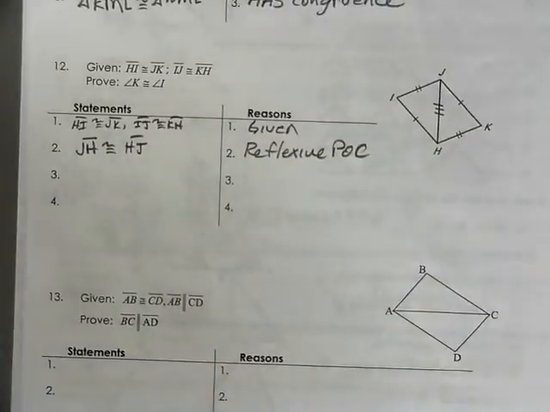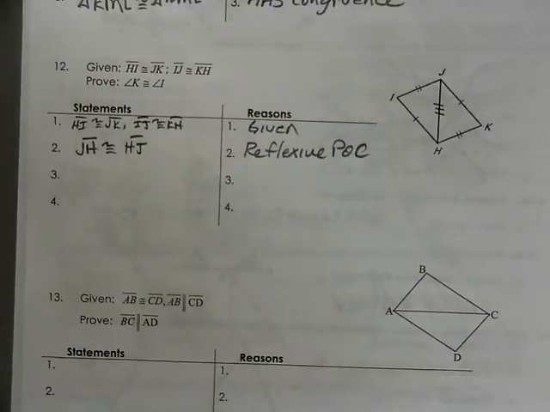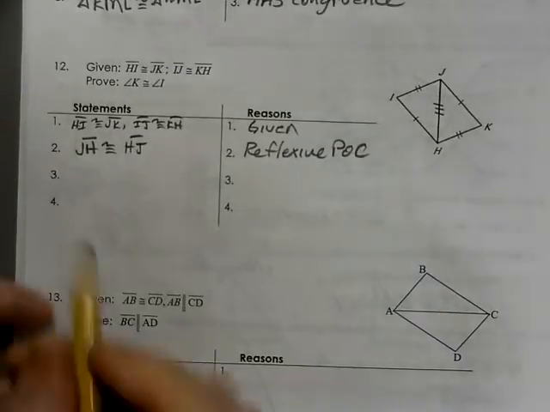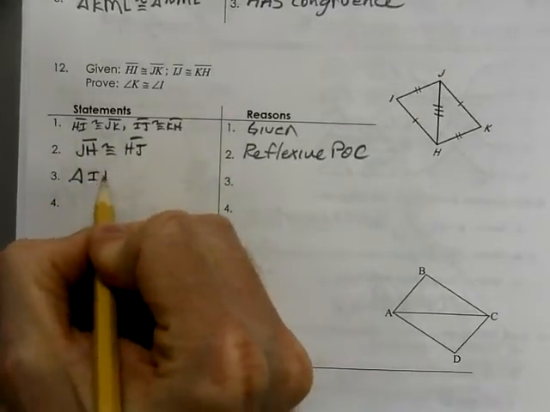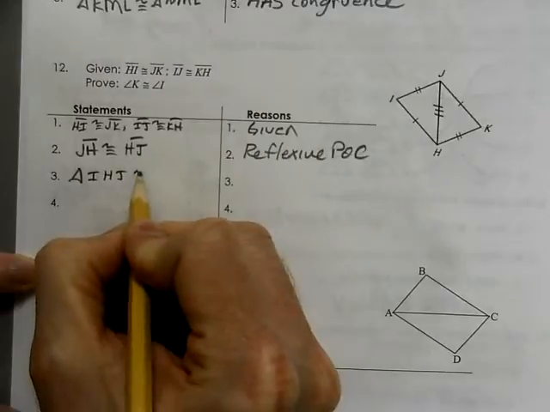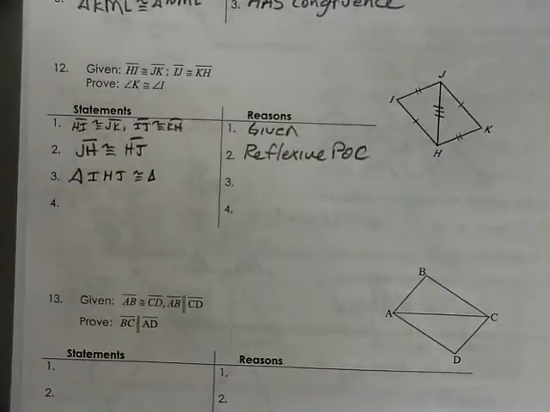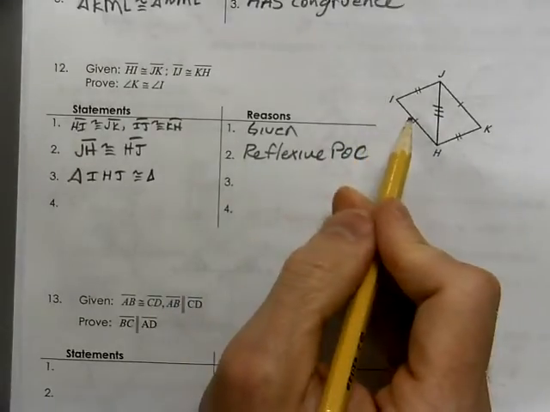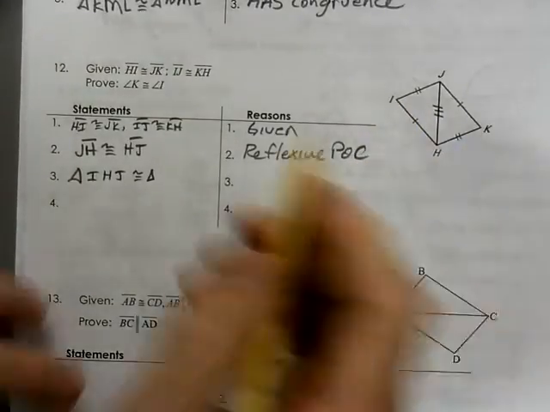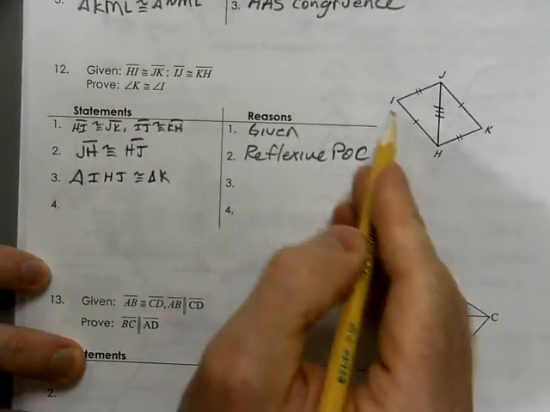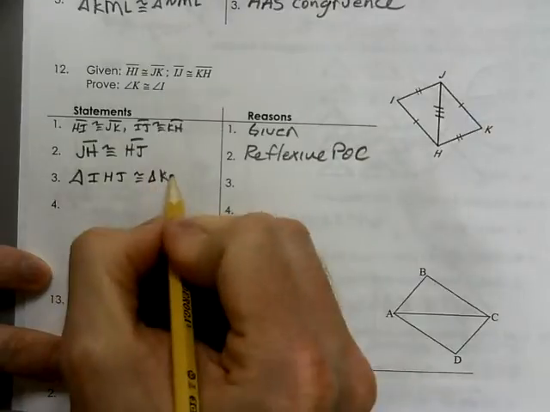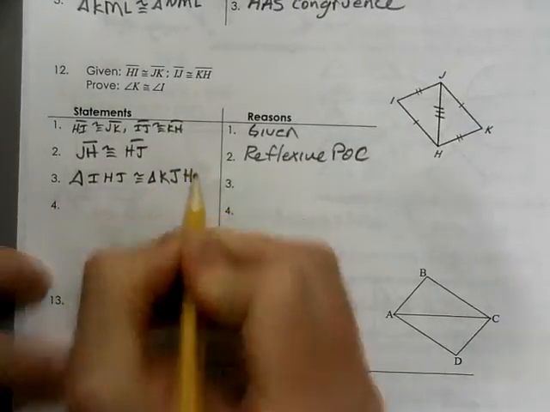That's a reflexive POC. Now what can I do next? I can prove the triangles congruent. So triangle IHJ is congruent to triangle... I need to be sure I pick it in the same order. So I was between 1 ticker and 2 ticker, so that would be K. Then I went to H, which was down the 1 ticker actually. So I got to go to J and then over to H.